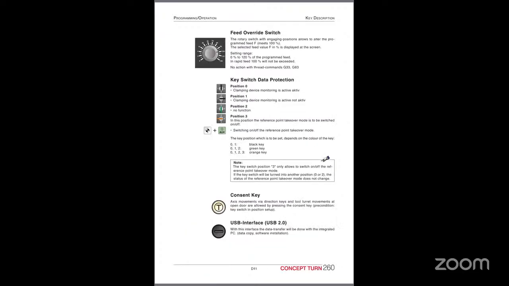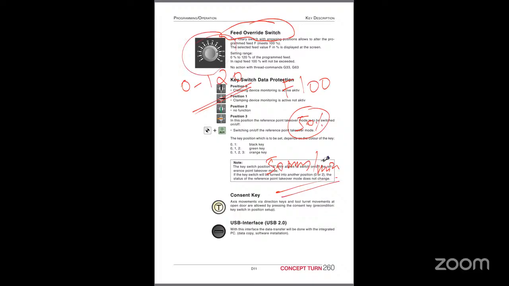Then next is the feed override. This is the program feed speed change. The range is from 0 to 120. For example, if the program feed is F100 and the override is 50%, that means the feed will be 50 millimeter per minute. So we can change the feed by adjusting this feed override switch.